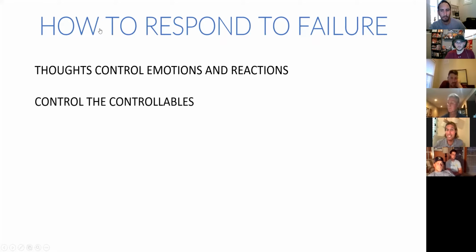The next component is control the controllables, right? So after a strikeout or after an error, it's no longer in our control. Obviously, not letting that happen again is always in our control, but what's in the past is in the past. So learn from it. Figure out what you need to do not to let that error, not to strike out again, and then move forward.